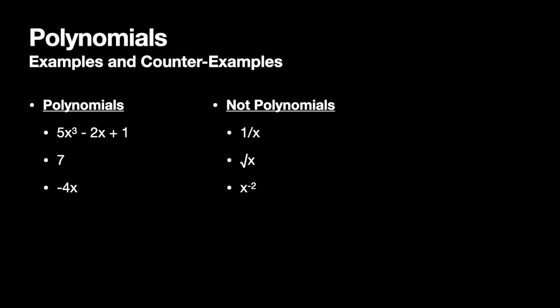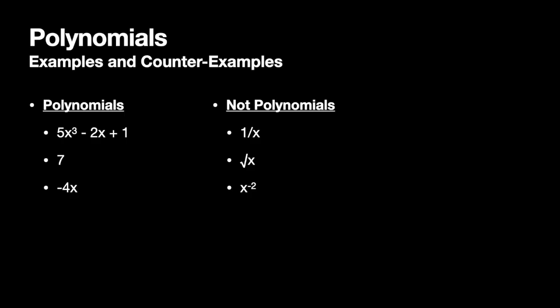So here are just some examples. Polynomials such as 5x to the power of 3 minus 2x plus 1. The value 7 is also a polynomial. Negative 4x is also a polynomial.